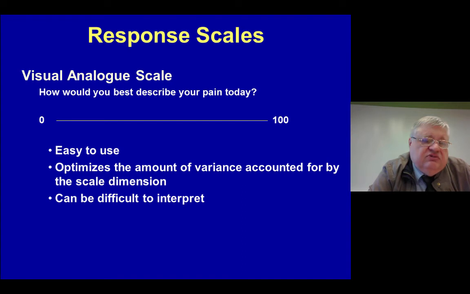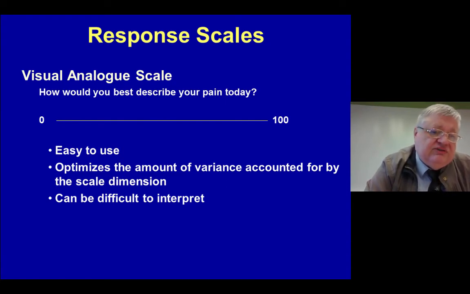From a research standpoint, the reason why you use these things is it optimizes the amount of variance accounted for by the scale dimension. So it's likely that you're going to be able to capture how a person feels on this scale of 0 to 100. And you'll also be able to capture any changes in that perception of pain after, say, 1 hour when you gave them an analgesic, or you may have done some sort of comfort-related therapy.